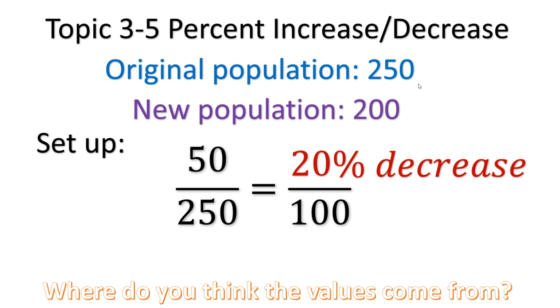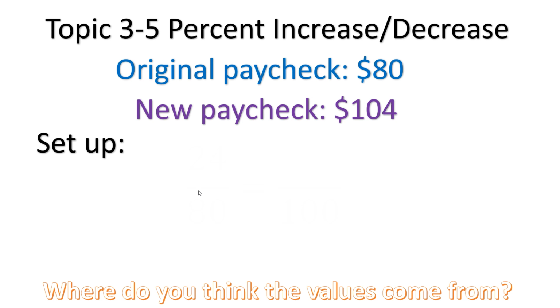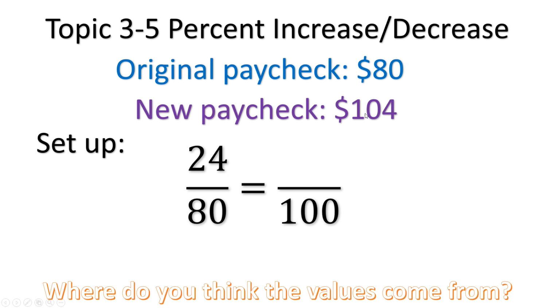Okay, so just to go back, the 50 here is the result of finding the difference between the two of these. 250 minus 200 is 50, and the original value always goes in the denominator. So on this one, we have 104 minus 80. That's where the 24 comes from. And 80 is the original paycheck. So you'll notice the 104 is not used in the setup other than to find the difference between 104 and 80.